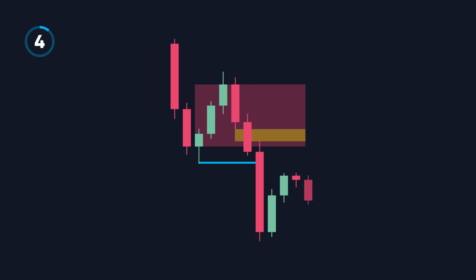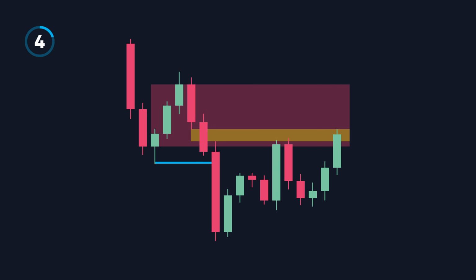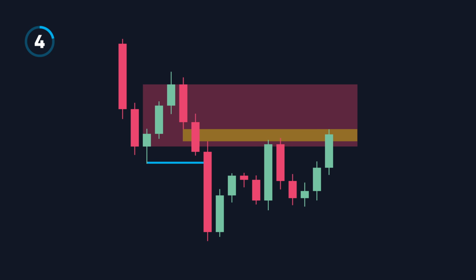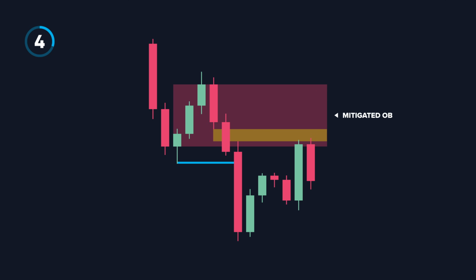And then when we move forward in time, as expected, we can see that it did end up being respected as an area of resistance. So now that we've seen this order block has been successful in creating a rejection, you might then think this could be a great resistance area to target in the future. But in reality, it's more than likely that this order block will no longer be respected, and the price will simply push past it. And this is because once an order block has been attacked, it then becomes mitigated, which in simple terms means we do not want to use an order block more than once.